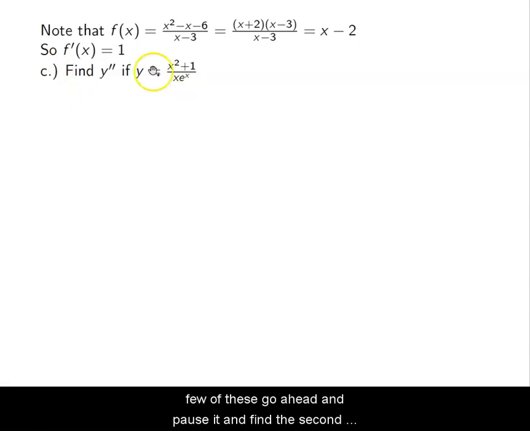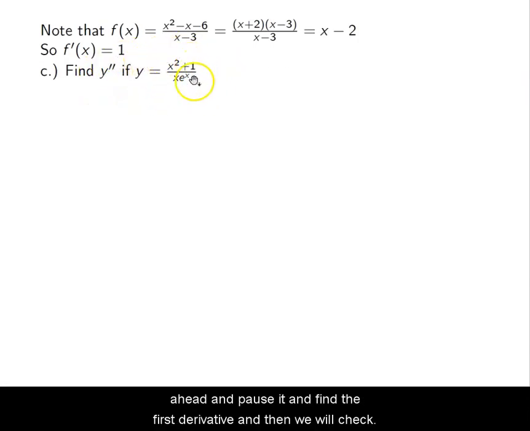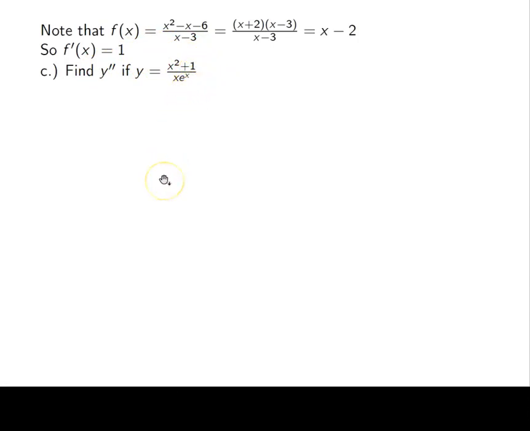So at this point, now that we've done a few of these, go ahead and pause it and find the second derivative. So maybe you're going to have a lot of trouble getting to the second derivative. Let's go with just the first derivative. So go ahead and pause it and find the first derivative, and then we will check your work against mine. Okay, so go ahead and do that now.